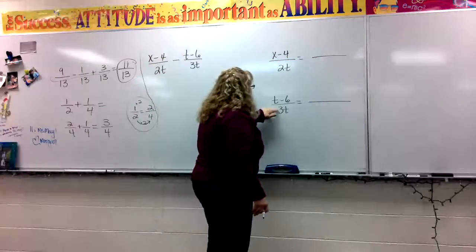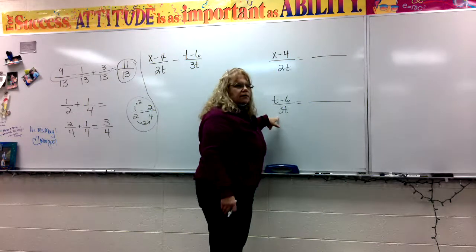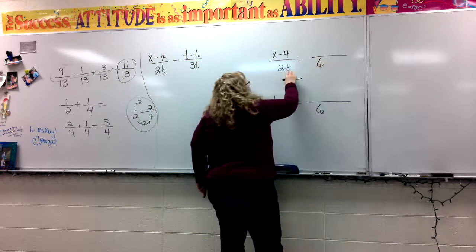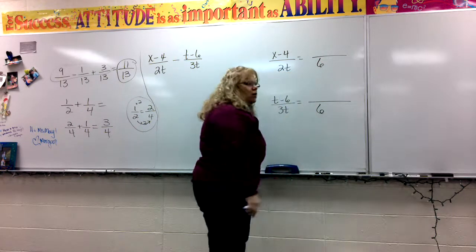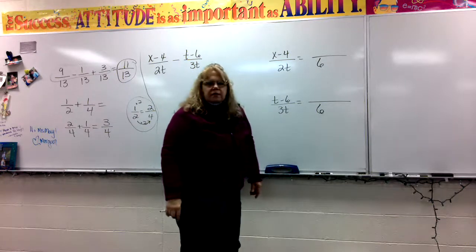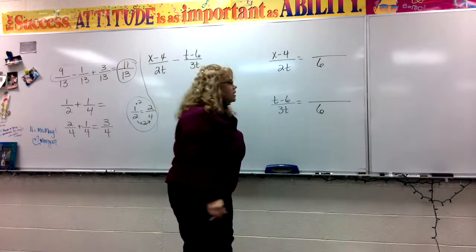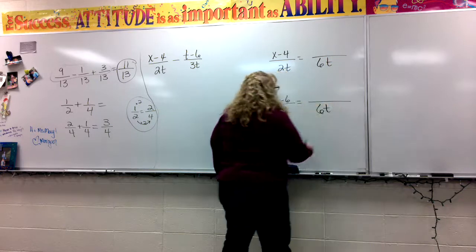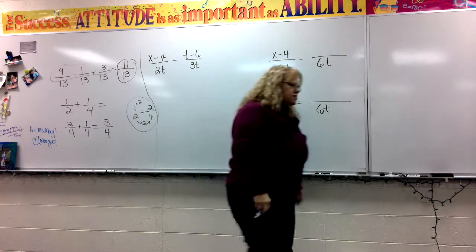Common denominator. If I have a 2 and a 3, 6. So 6, 6. And then I have a 1t and a 1t. What's more? 1 or 1? 1. You only need to have the most number in 1. So I only really need to have 1t.